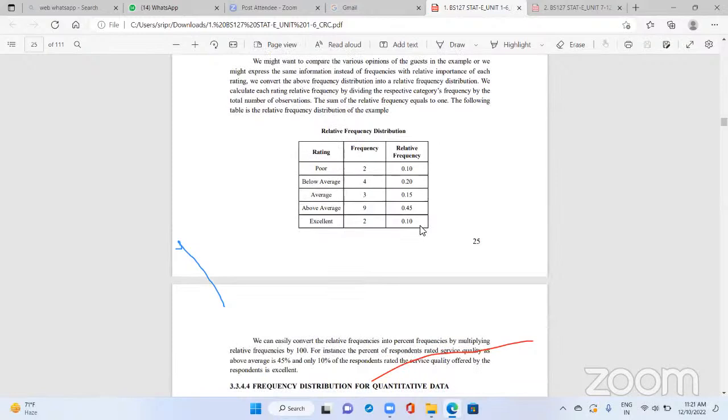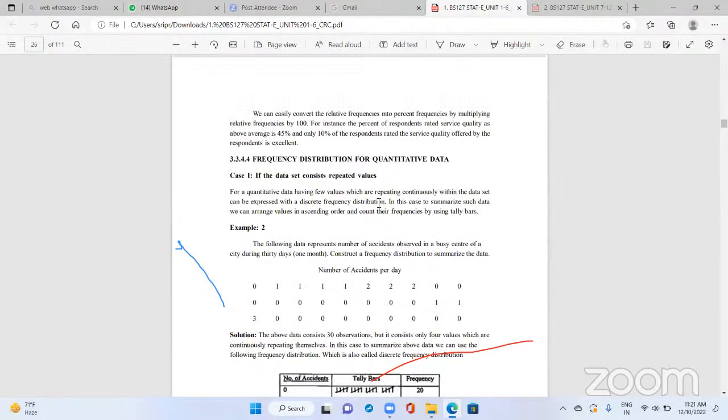Okay. So frequency distribution for quantitative data. A quantitative data set having few values which are repeating continuously within the data set can be expressed with a discrete frequency distribution.